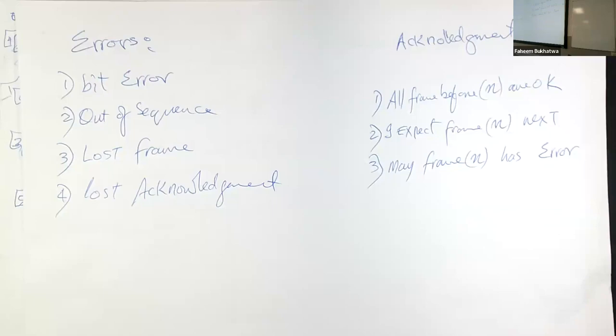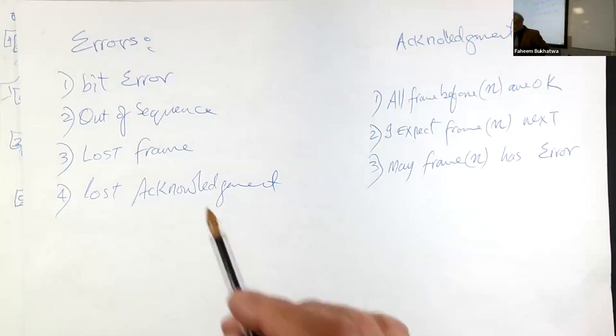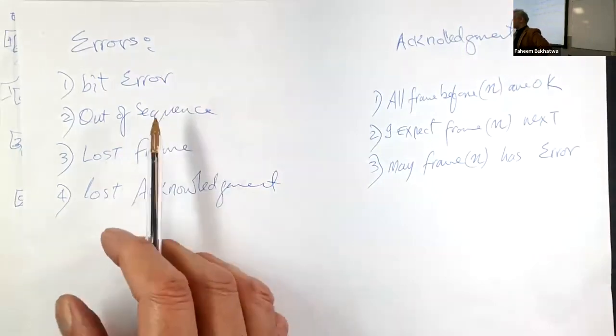Acknowledgement 3: you send an acknowledgement saying, hey, send me number 3. Up until 2 is good, but number 3 is missing. And what do you do with number 4? Discard. You understand this? So that's how you deal with this. Out of sequence, the same.